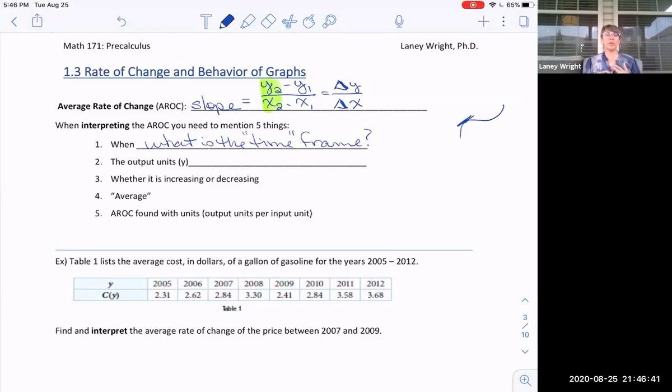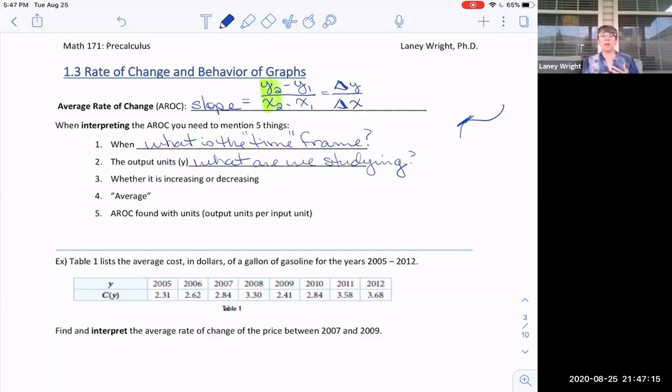Also, the output of your Y units. In other words, what are we studying? So again, in my example of salaries, the time frame was between 1950 and 2010, but I was studying the average salary or average income. So the average income, which is what we're focusing on.